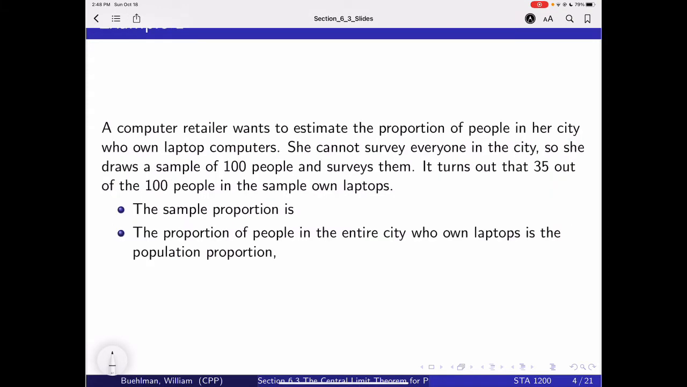Example 1. A computer retailer wants to estimate the proportion of people in her city who own laptop computers. She cannot survey everyone in the city, so she draws a sample of 100 people and surveys them. It turns out that 35 out of 100 people own laptops. The sample proportion is p hat, which is equal to x over n, which is equal to 35 over 100, which is 0.35. The proportion of people in the entire city who own laptops is the population proportion, P.